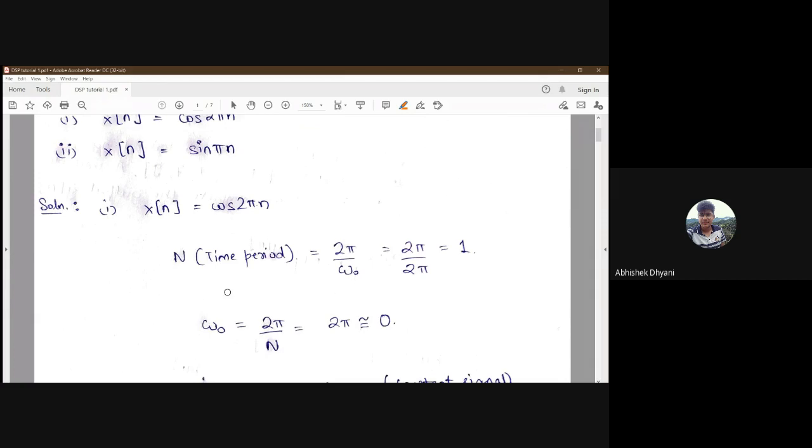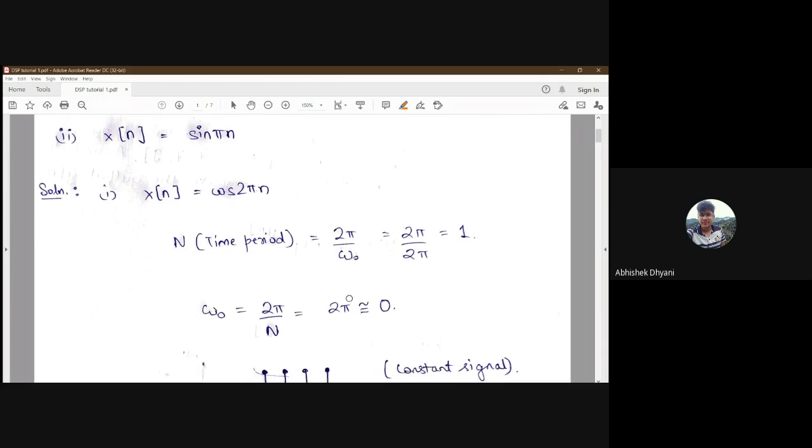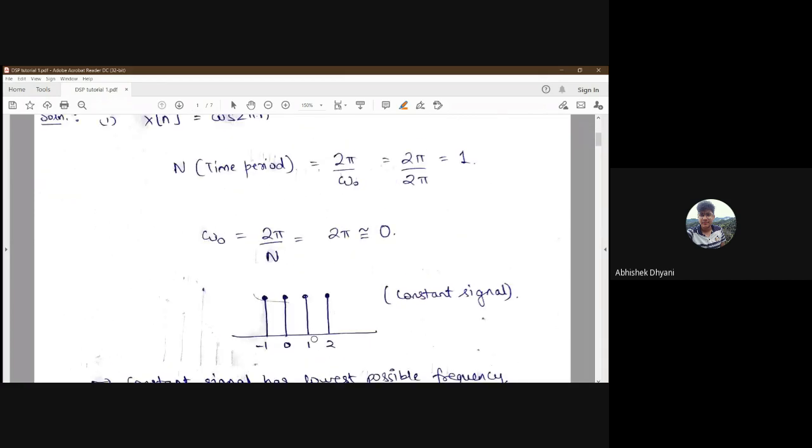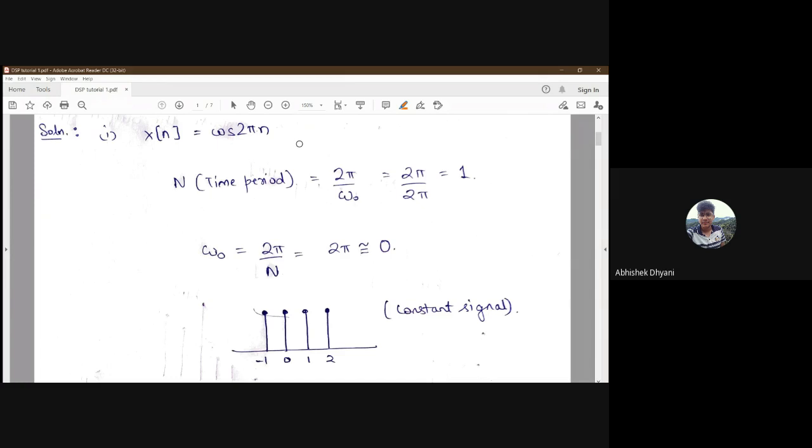So in this particular case, when the signal is x[n] is equal to cos 2 pi n, we get the fundamental frequency as 2 pi or equivalently 0. So what does a 0 frequency mean? It means that, for a discrete time signal, this signal is constant. If I plot this signal x[n] is equal to cos 2 pi n, it will be some magnitude that is constant for all the time samples.